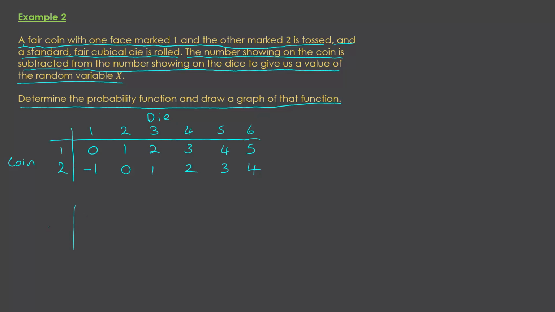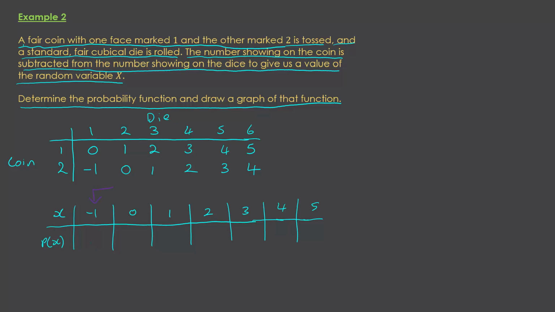So we can see that the possible outcomes are -1, 0, 1, 2, 3, 4, or 5. Note here that we have an outcome of -1. That's not a problem. The problem is only if the probability is negative.